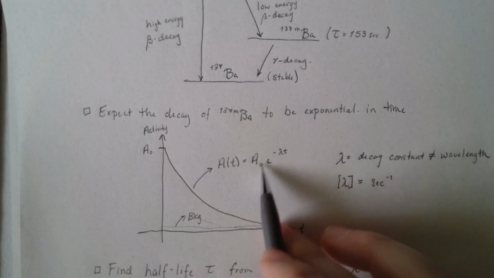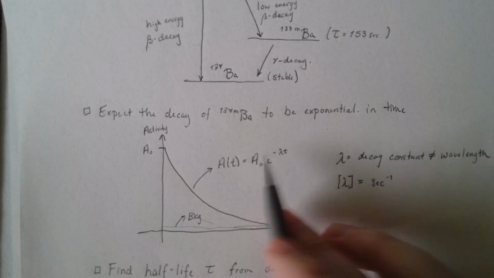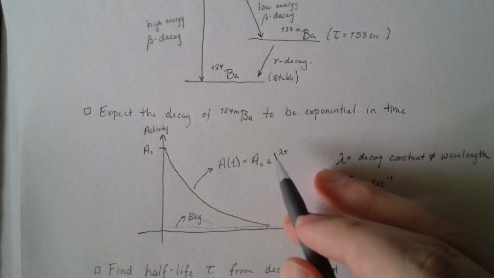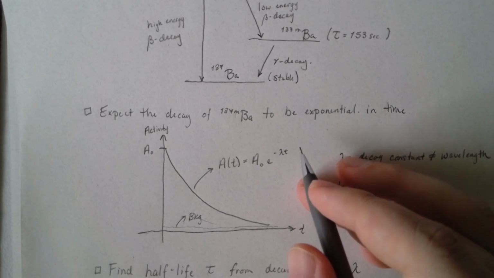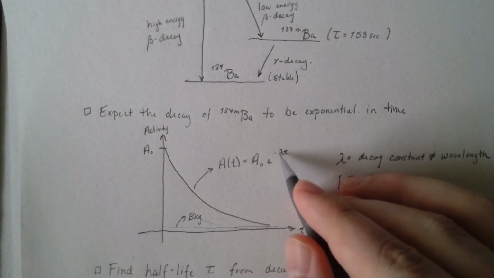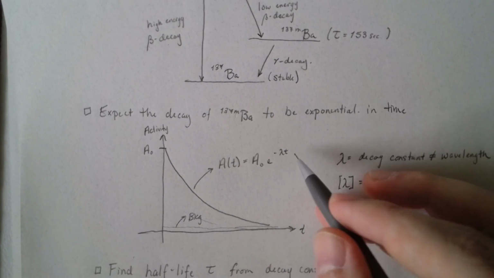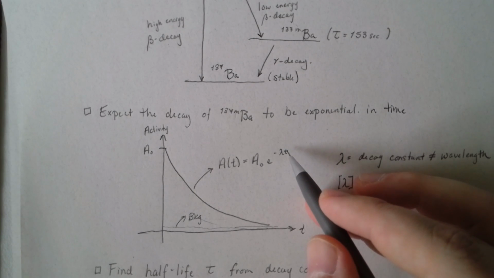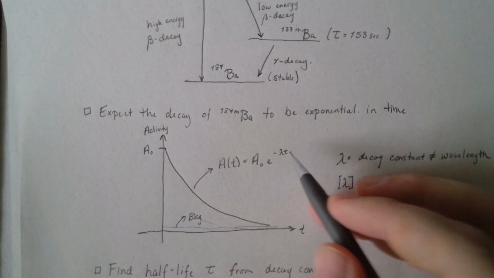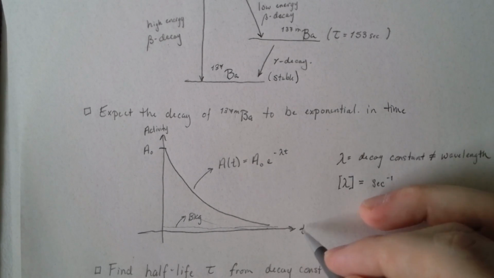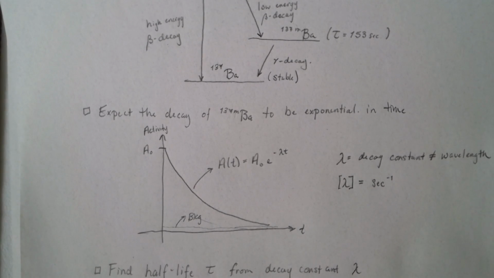Just as some things to note, this activity here is the initial activity you see. It doesn't have any sort of significance. It is what it is based on the amount that you have at that given time. Lambda in our exponential is the decay constant, which is related to the half-life of the radioactive substance, and t here is essentially our variable in time.